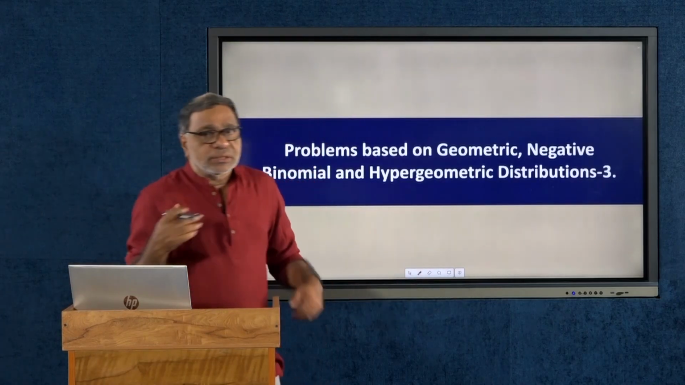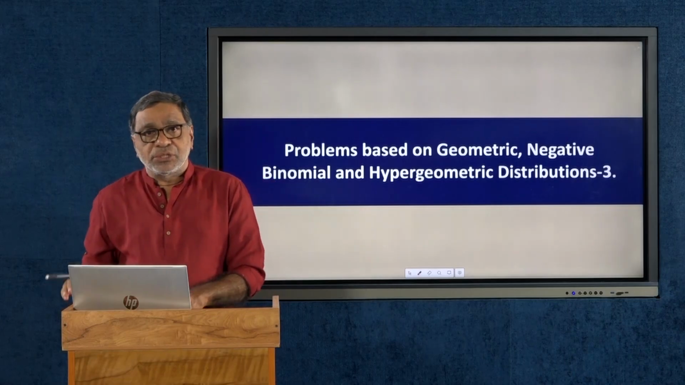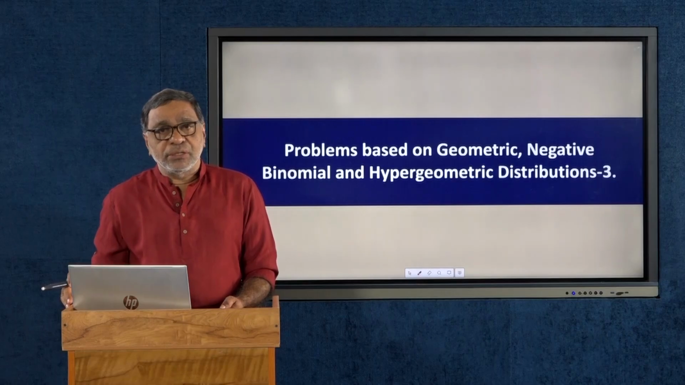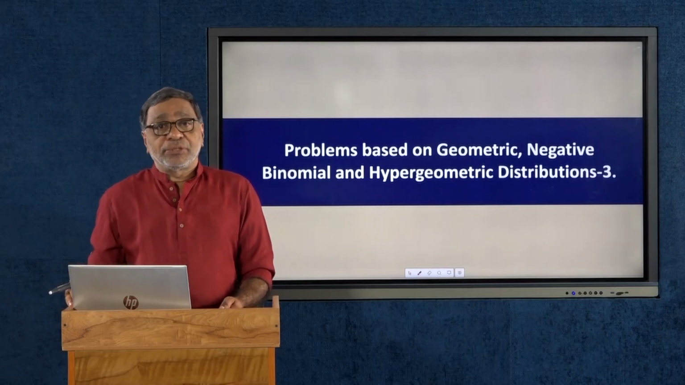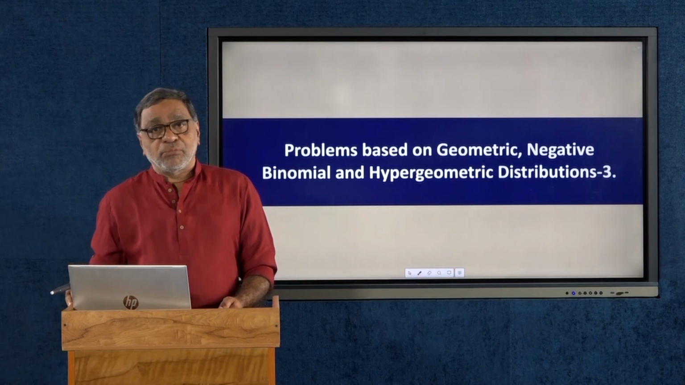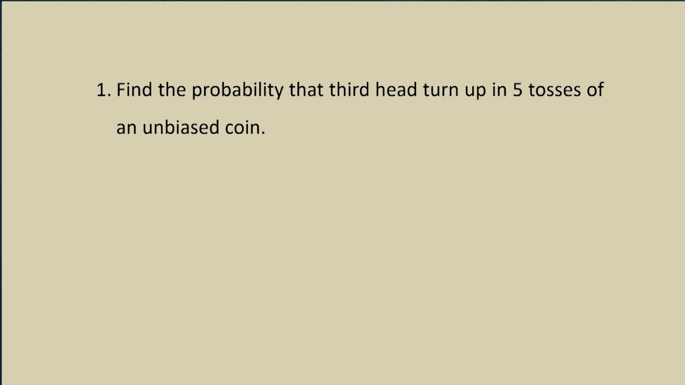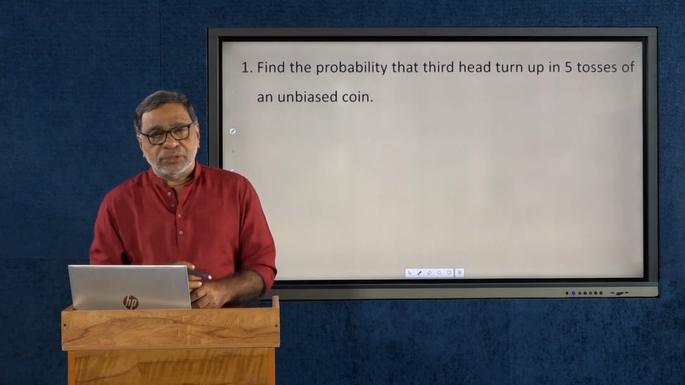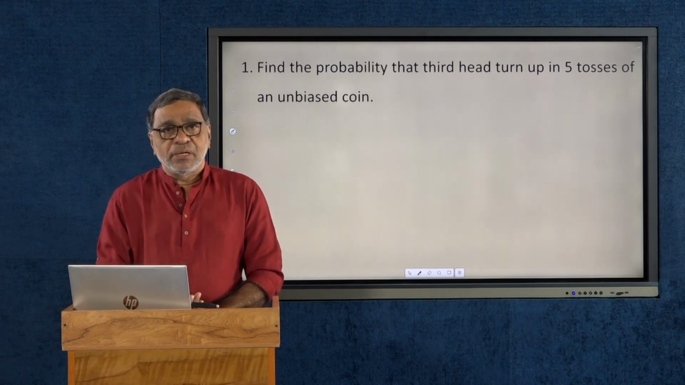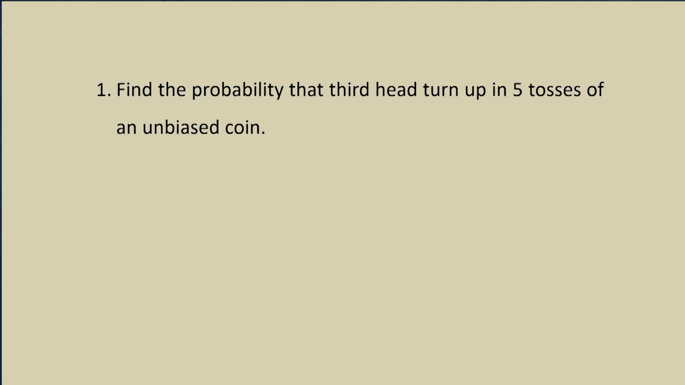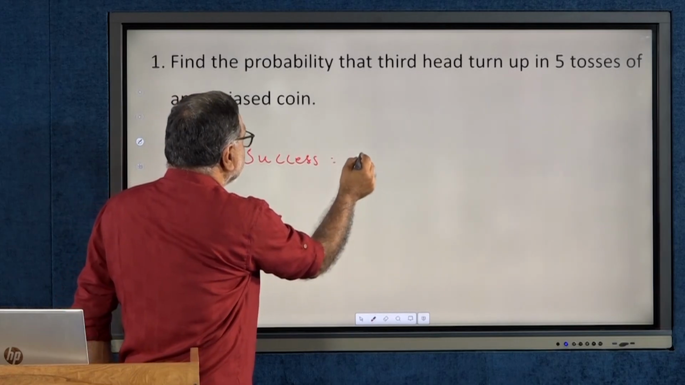Now we discuss some numerical examples where we apply the negative binomial probability mass function to find probabilities associated with that model. Consider an example: find the probability that the third head turns up in 5 tosses of an unbiased coin. This is a very simple typical example associated with the negative binomial distribution. We define our success as getting a head.